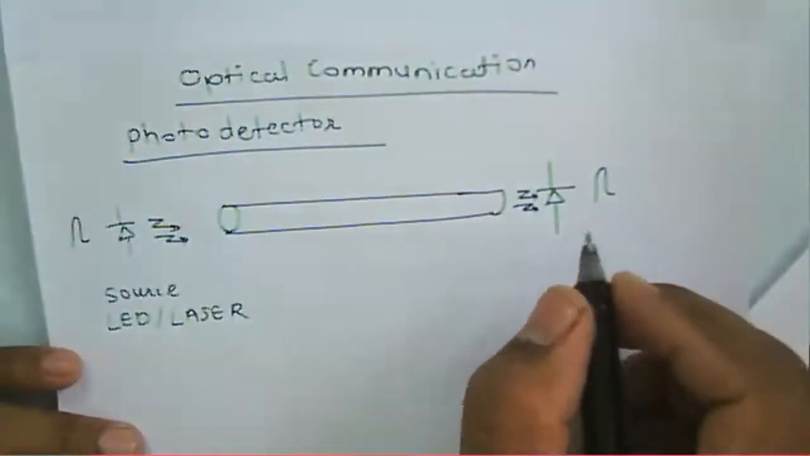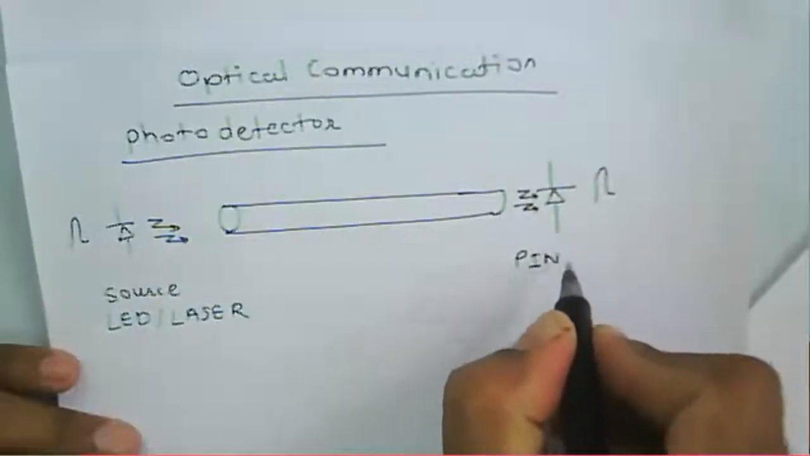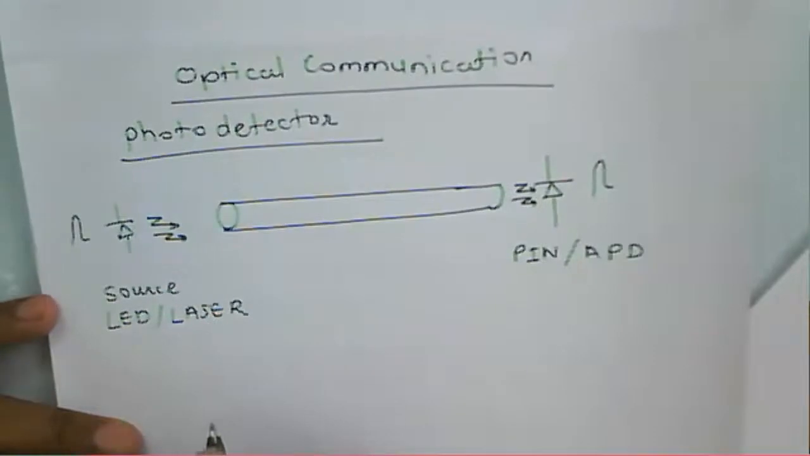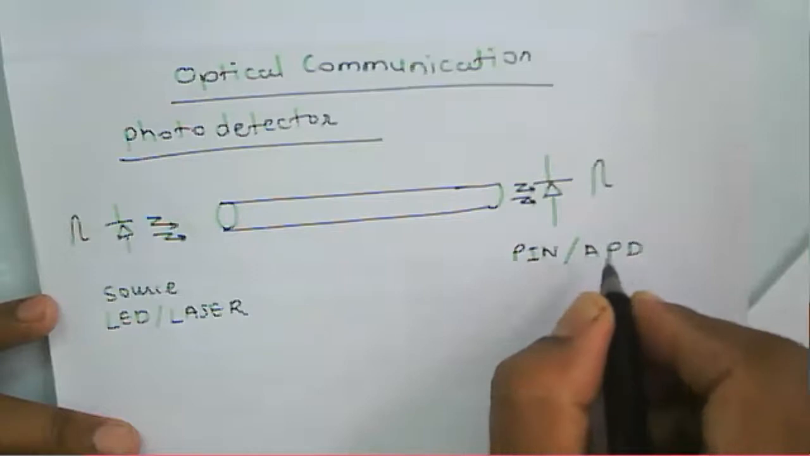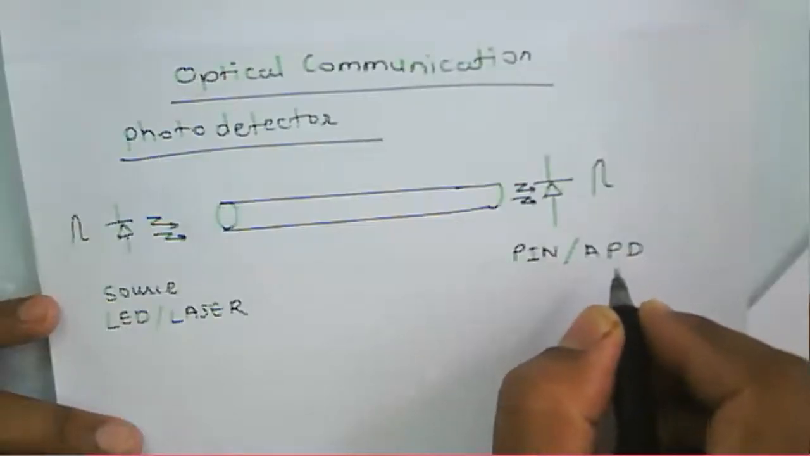Now we will learn about the photodetector. There are two types of photodetector, the PIN and the avalanche photodiode. The PIN has P type material, N type material, and intrinsic material. In an avalanche photodetector, avalanche multiplication takes place in this particular detector.